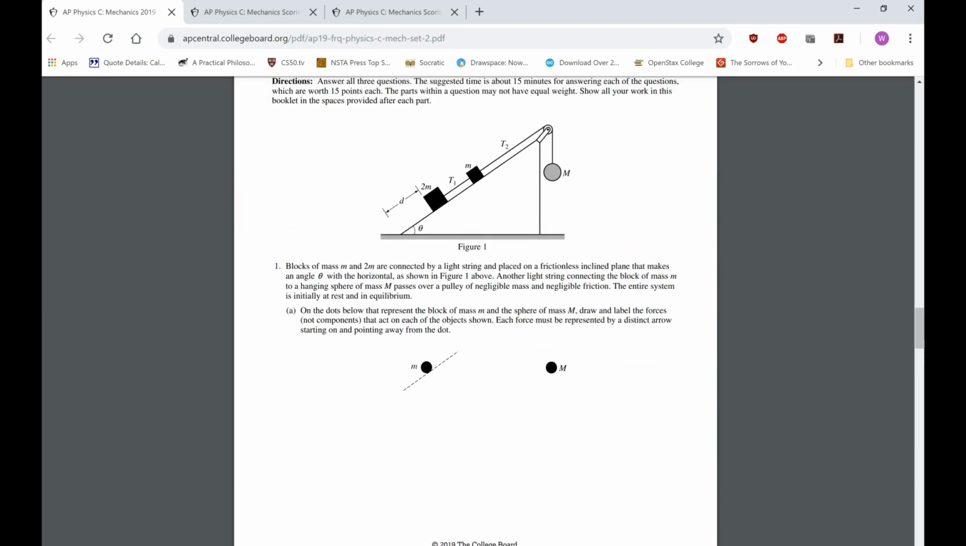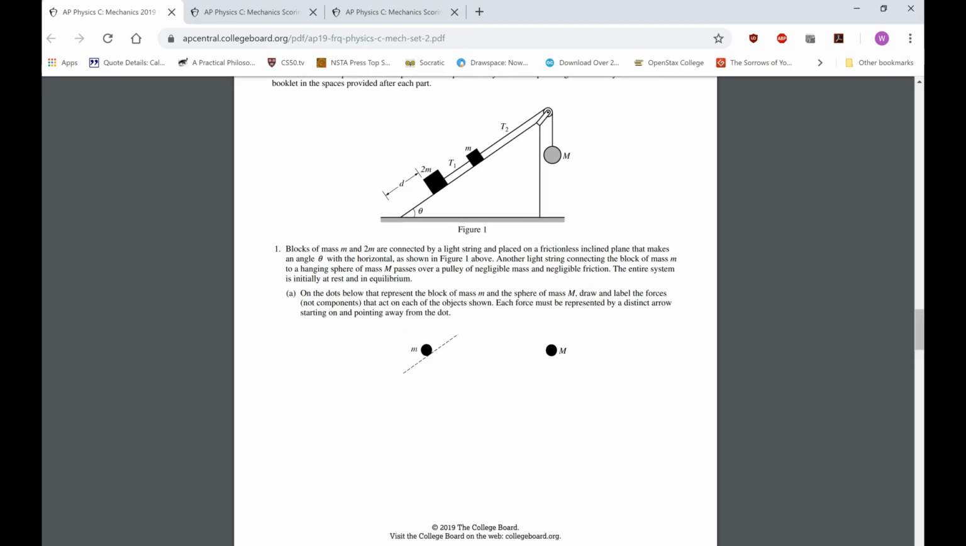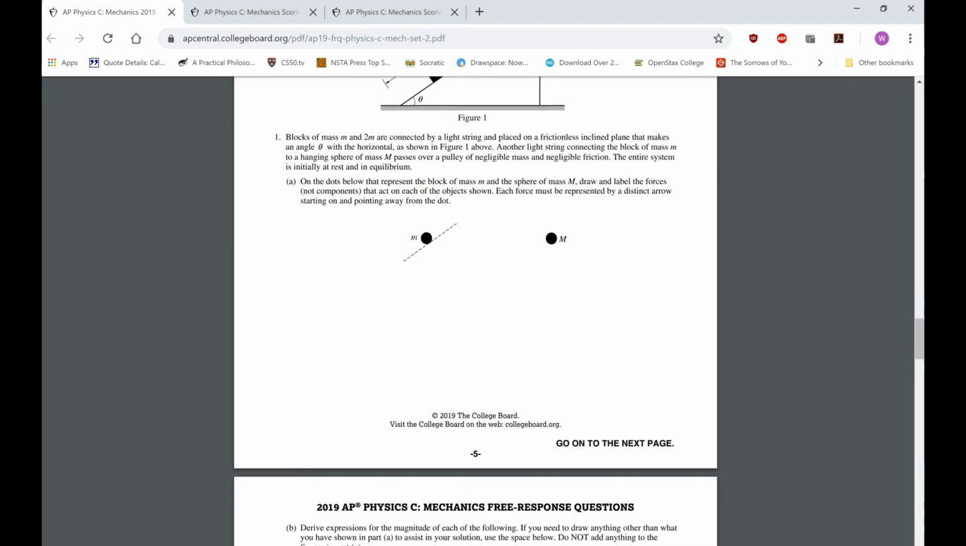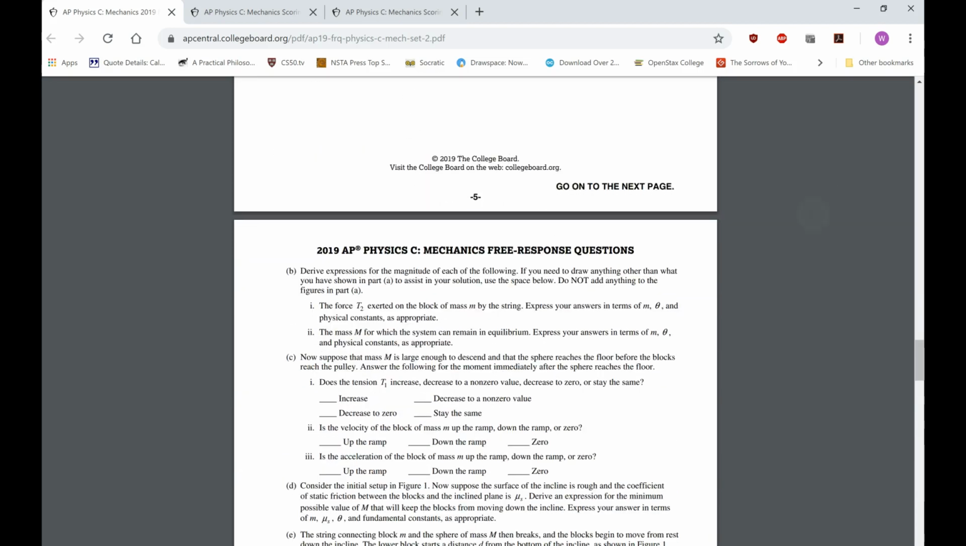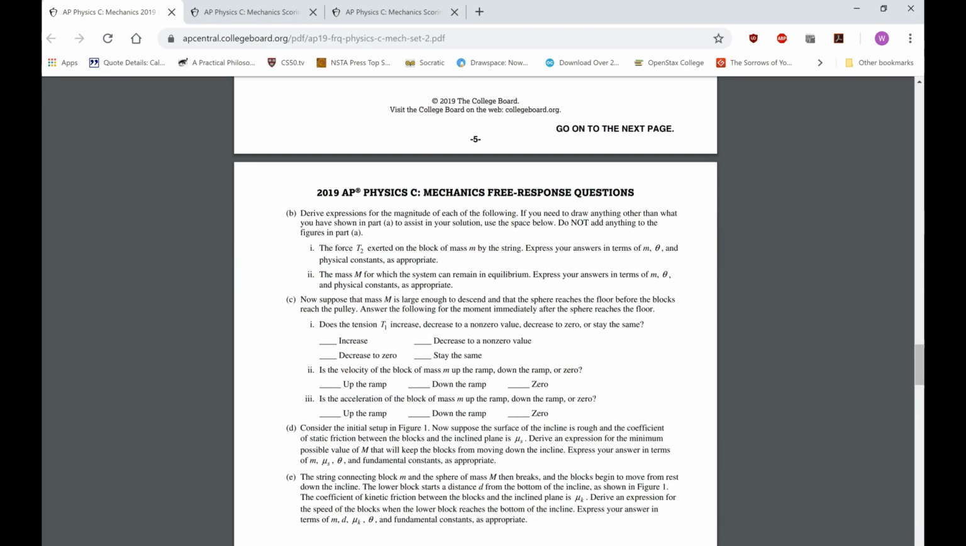Remember, tension T1 is what is between these. Does that tension T1 increase, decrease, or remain the same? The second one is the velocity of the block of mass M up the ramp, down the ramp, or 0? And is the acceleration of the block mass M up the ramp, down the ramp, or 0?